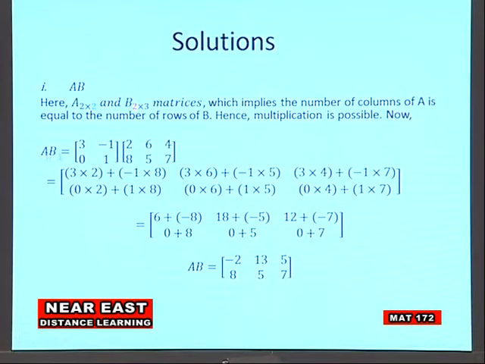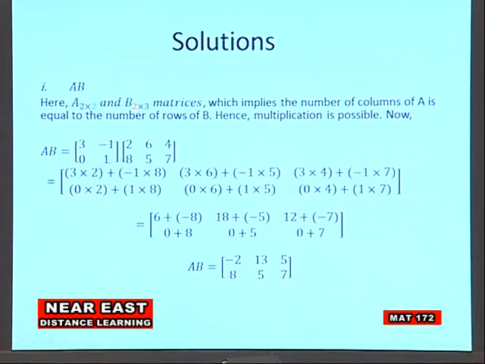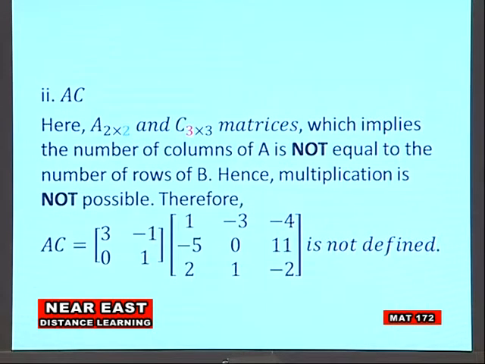So now the second row, which is 0, 1. 0 times 2 plus 1 times 8. 0 times 6 plus 1 times 5. 0 times 4 plus 1 times 7. So perform the multiplication and the addition. Then you will have your result. AB is minus 2, 13, 5, 8, and 7. So this is AB. The next example is AC.